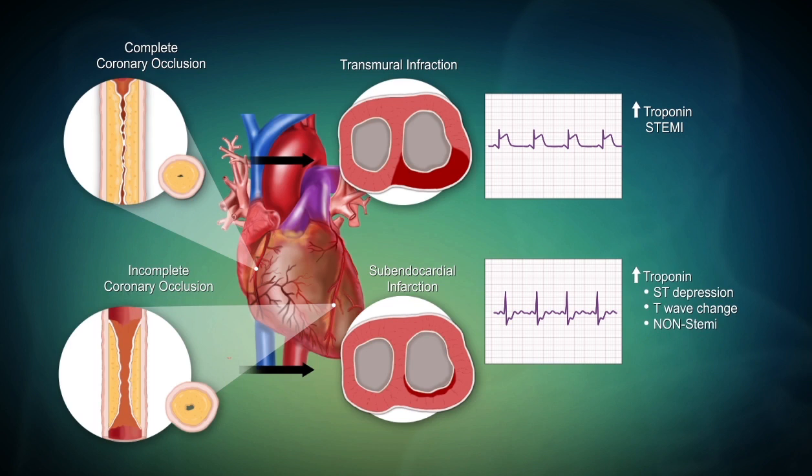Finally, incomplete coronary occlusion may not result in infarction, but just ischemia, and when that happens, the troponin can be normal, and this defines the syndrome of unstable angina.